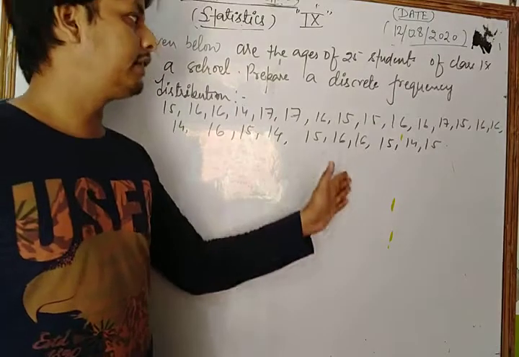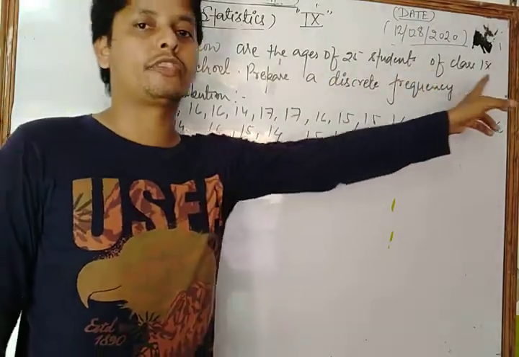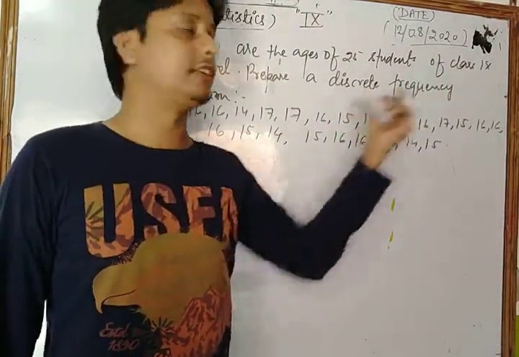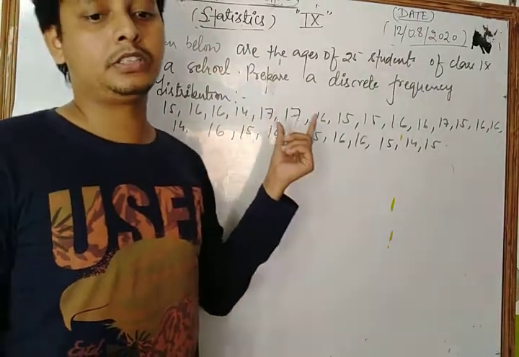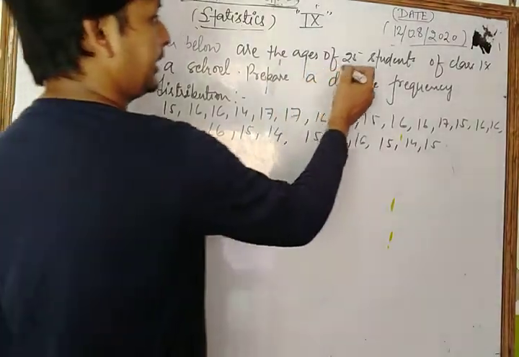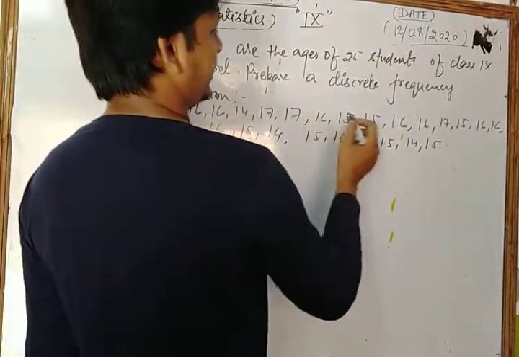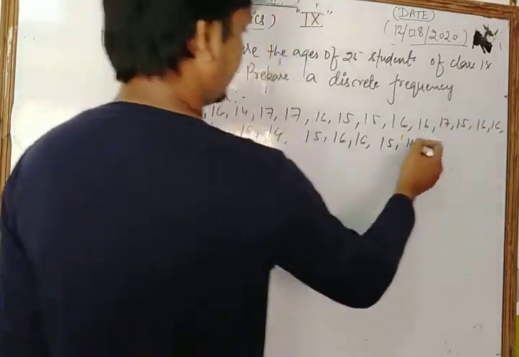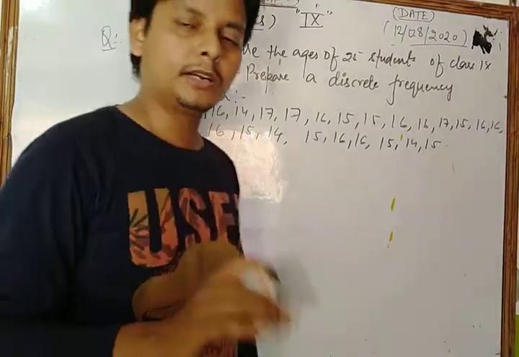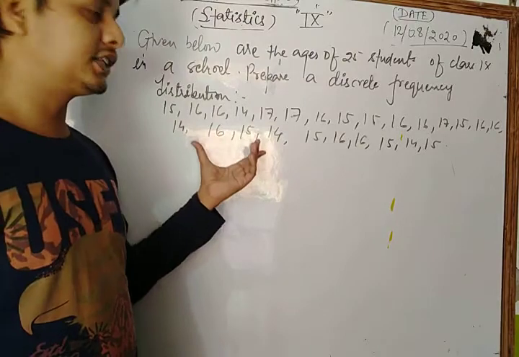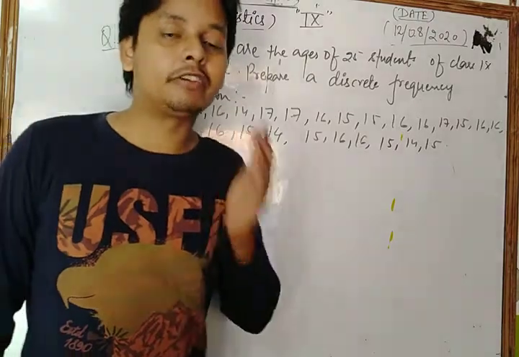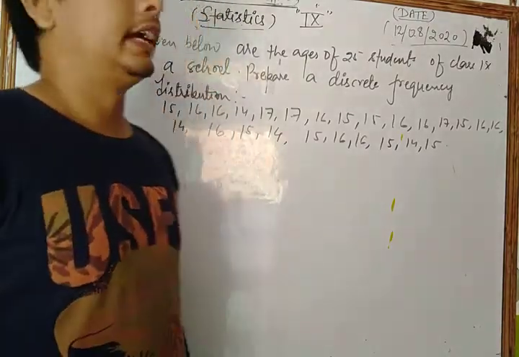Dear students, given are the ages of 25 students of class 9th in a school. Here we prepare a discrete frequency distribution table. First of all we count the ages of the 25 students: 1, 2, 3, 4, 5, 6, 7, 8, 9, 10, 11, 12, 13, 14, 15, 16, 17, 18, 19, 20, 21, 22, 23, 24, 25. Okay, clear? These are the ages of 25 students of class 9th in a school. We prepare a discrete frequency table.